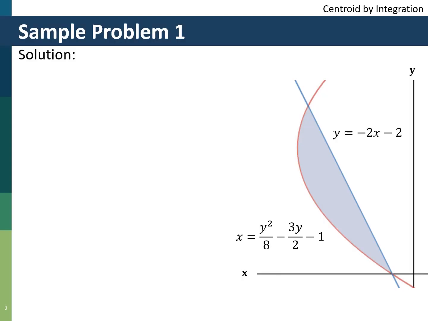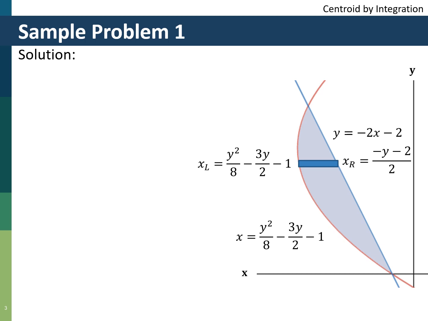To solve for the area, it would be more convenient to use horizontal strips because the right side is bounded by a single equation, and so is the left side. The function of x at the left is x sub L equals y squared over 8 minus 3y over 2 minus 1. And the function of x at the right is x sub R equals negative (y minus 2) all over 2.